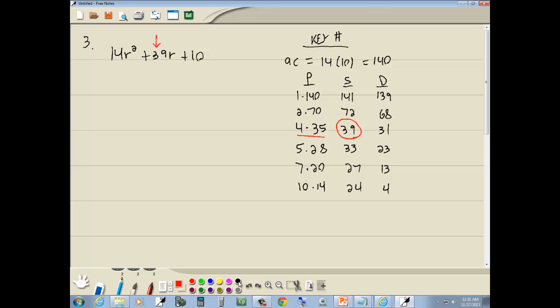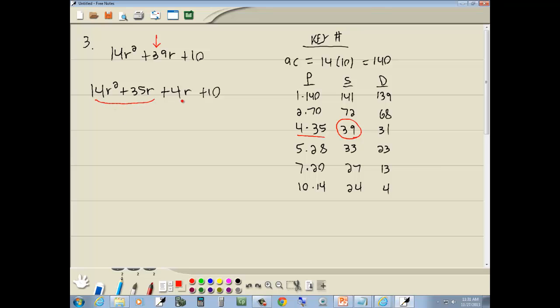So we're going to use 4 and 35. So we've got 14r squared plus 10. And we're going to rewrite our middle term using these two numbers. The larger number that we're using, which is 35, will always be the same sign as the middle term, which in this problem is positive. So we've got plus 35r. The number has circles in the S column, S for same sign, so 35 is positive, the 4 has to be positive. And let me write that a little bit neater. Not that my writing's that great to begin with, but there we go.